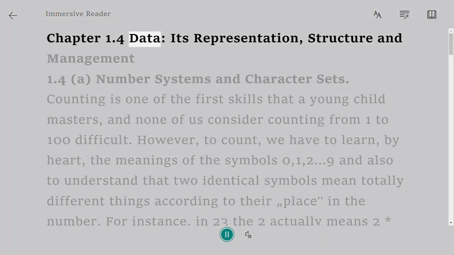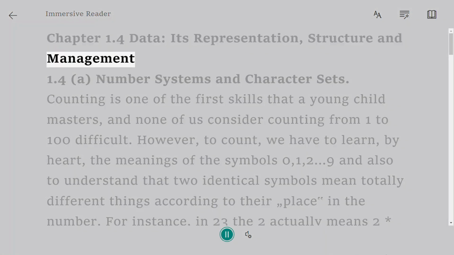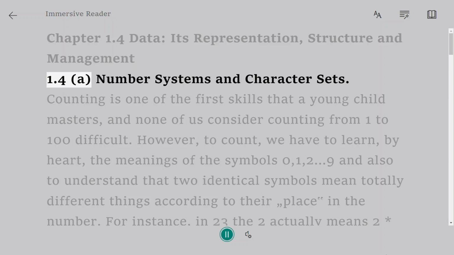Chapter 1.4: Data, its representation, structure and management. 1.4a: Number systems and character sets.